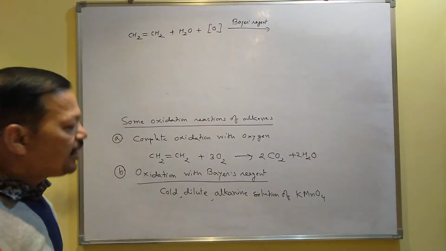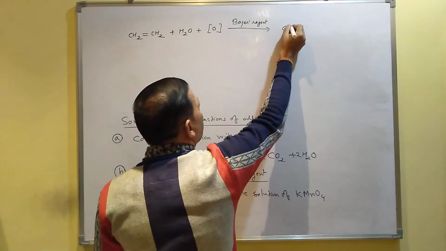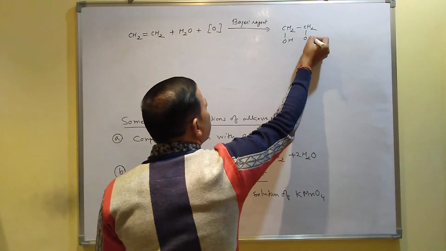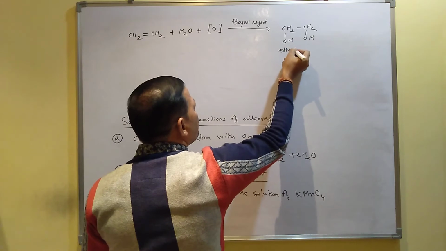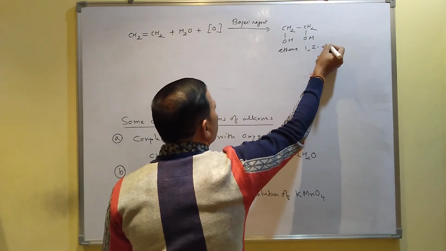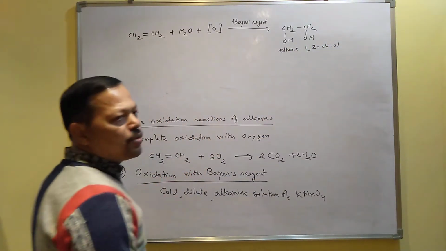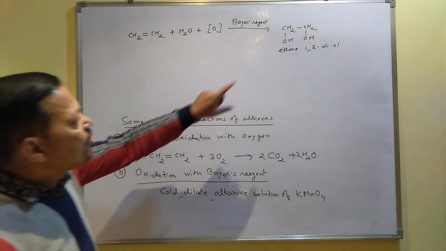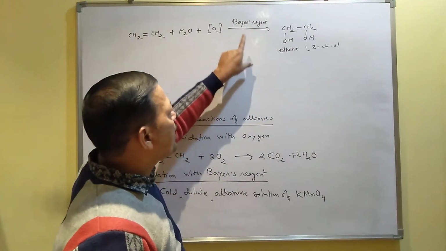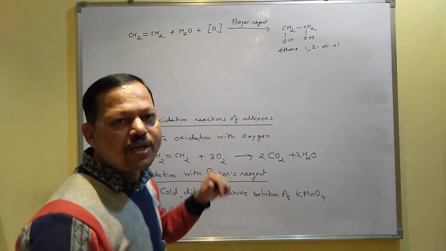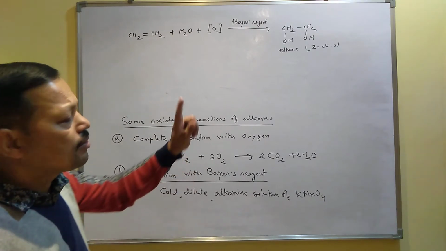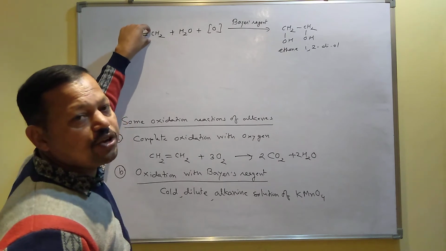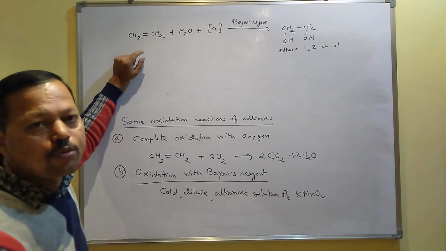Then the alkene is converted to alcohol like this, and since 2 carbons are present, the name of this alcohol is ethane 1,2 diol. Due to the formation of this, the pink color of potassium permanganate disappears in this reaction, and this disappearance of color is carried out only by unsaturated compounds, the compounds which contain a double bond or triple bond.